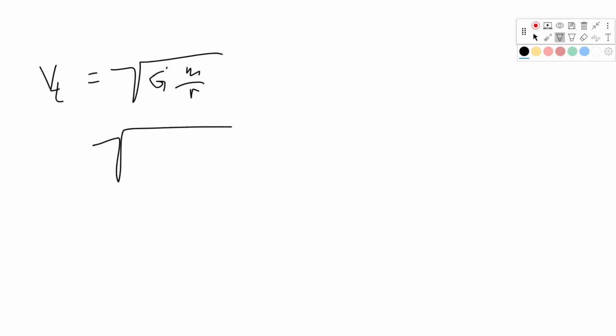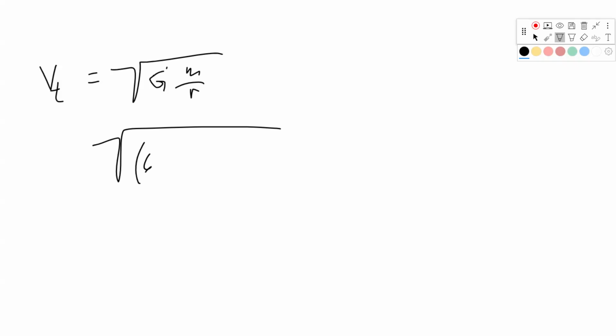Then we can run the next one. So for this one, if we're solving for the speed, tangential speed, we're going to be using velocity tangential is equal to the square root of gravitational constant times mass over radius. So again, we're just going to plug values in.